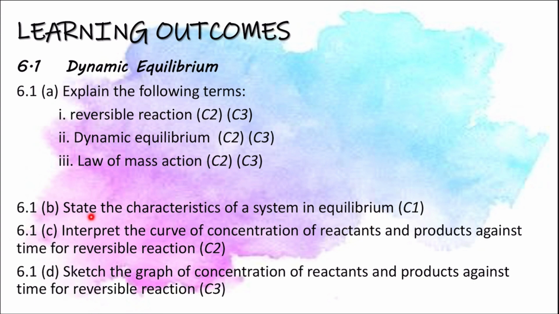The next one, you have to understand how to state the characteristic of a system in equilibrium and interpret the curve of concentration for reactants and products against time for reversible reaction. And last one, you have to know how to sketch the graph of concentration of reactants and products against time for reversible reaction. So benda pertama kita akan fokus dulu, what is non-reversible reaction?